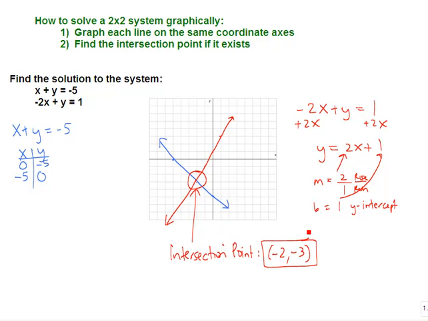Now the downside to solving a system graphically is that lines can be crooked. You can have solutions that don't come out to be very nice numbers. If these were fractions or decimals, we wouldn't be able to tell what those answers were exactly from a graph. So a graphical solution isn't the most accurate way to find a solution, but it is very visual, so it has that going for it.